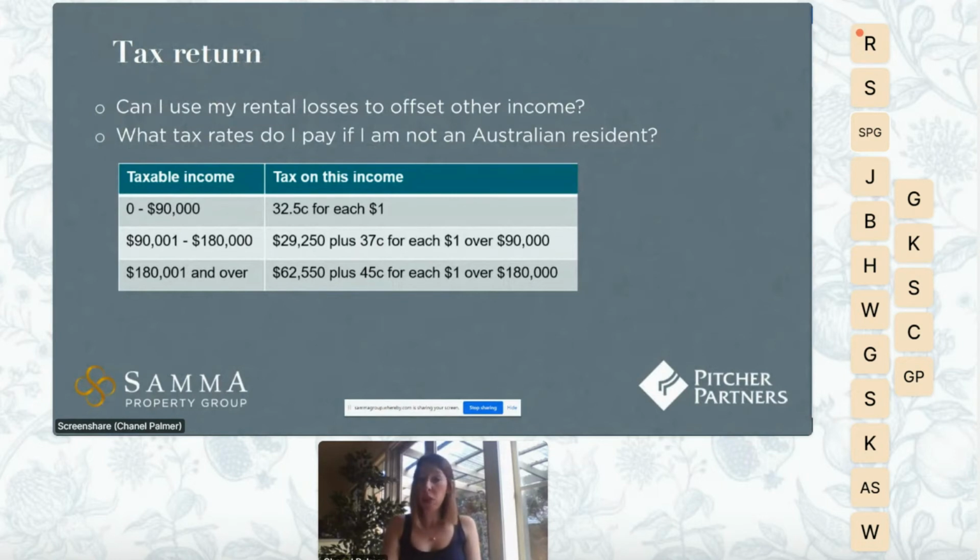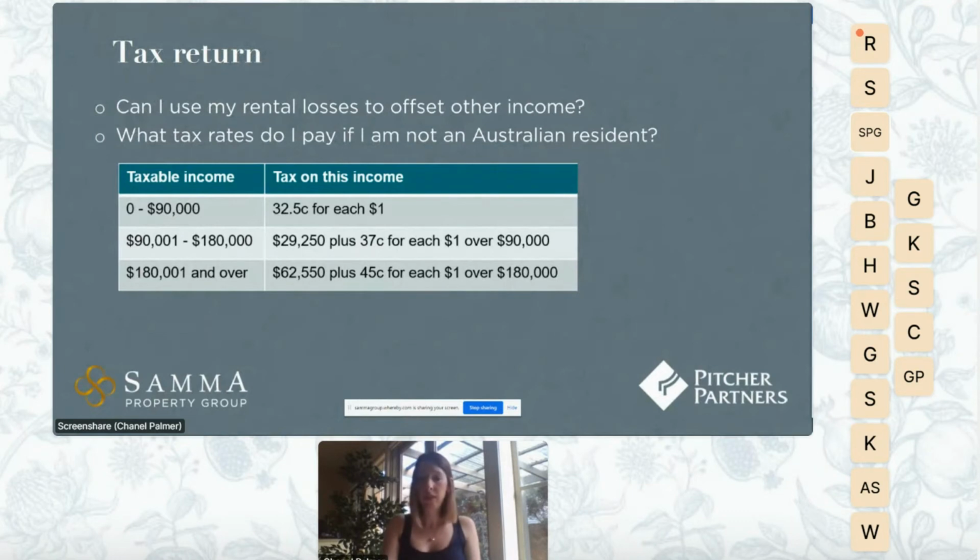Generally, investors are able to use that rental loss to reduce their tax on other Australian taxable income. So if you've got salary from employment or from other investments, you can use that loss to offset that. However, if you don't have other taxable income, then that negative gearing strategy won't be as helpful to you, as the loss on the rental property is essentially just carried forward to be deducted in a later year.